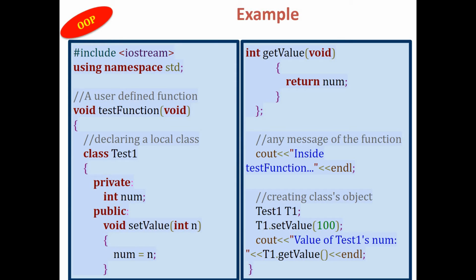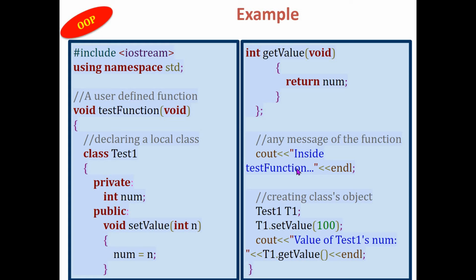So suppose I am having an example: we are writing a test function, a user defined function, and inside that I am declaring a class test1, which has its own data member and member functions, set value and get value. So we have declared the class, which is completing here itself, and now we are defining the member function more. We have written cout inside the test function.